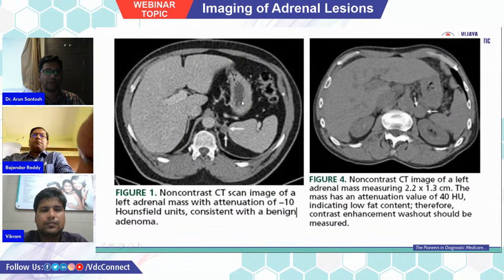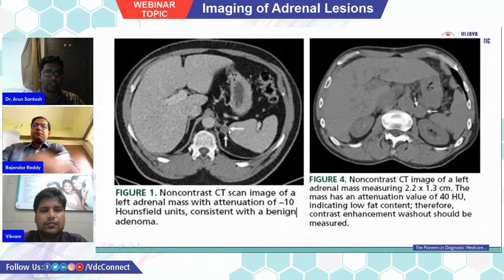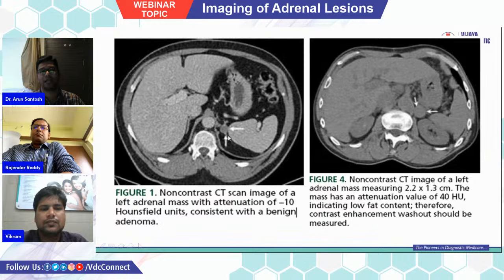So this is the post contrast image. Here we can see there is a left adrenal mass where the HU value was minus 10 HU. So even on a post contrast image, we could directly label it as a benign adenoma because of its lesser HU value. This is a non contrast CT. Here we can see there is a left adrenal mass which had a HU value of almost 40. So this is not falling in the criteria of what we thought of an adenoma, and hence further contrast was advised to assess the contrast washout to label it as adenoma before going for further investigations.